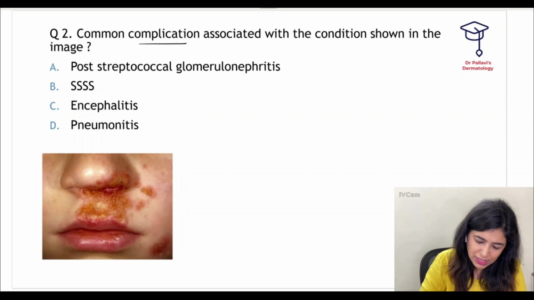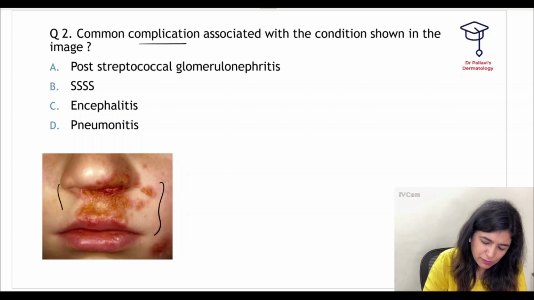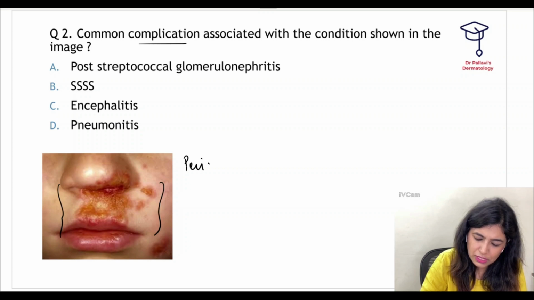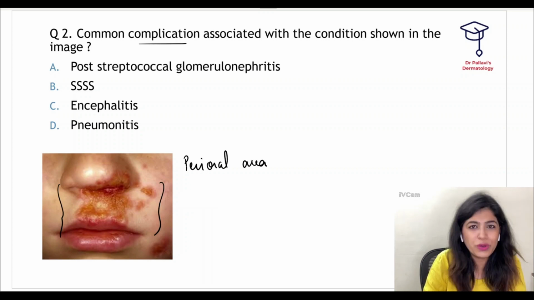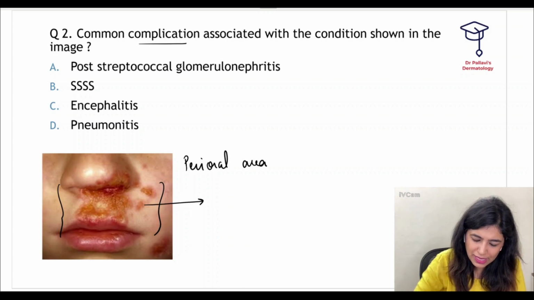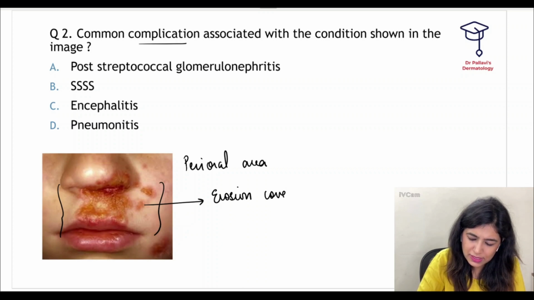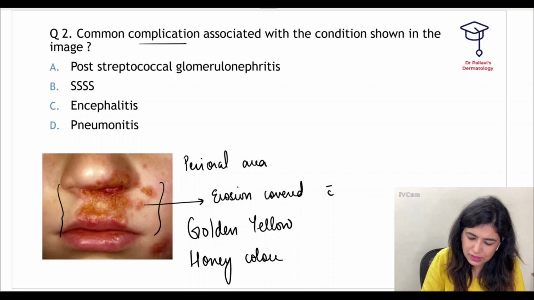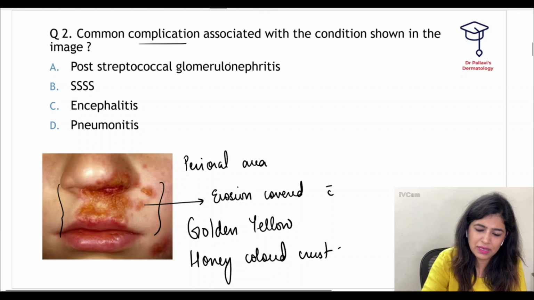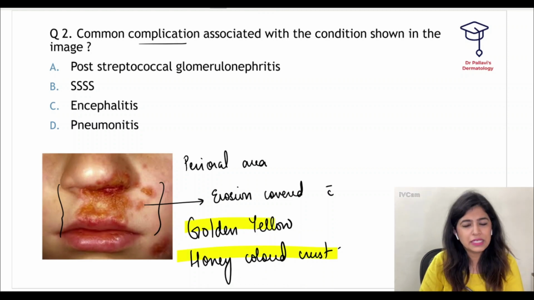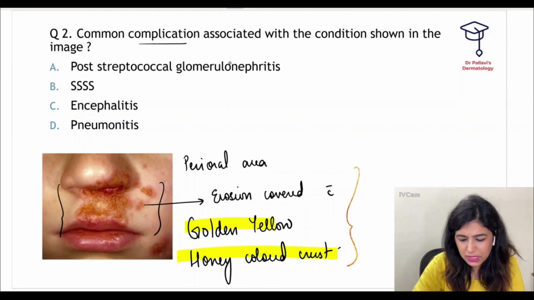So let us see what the image is telling us. The image is telling us that the lesion is present on the perioral area. And how does it look? It is probably an erosion. I cannot make out because it is covered with a very beautiful golden yellow honey colored crust. So the image here is telling me that there is a lesion which has a golden yellow honey colored crust. What is that? That is nothing but our very own non-bullous impetigo.